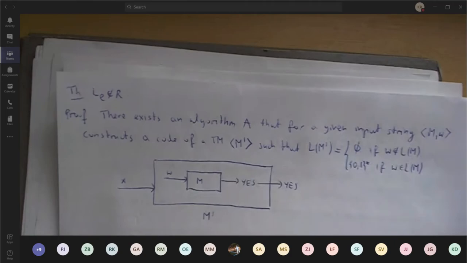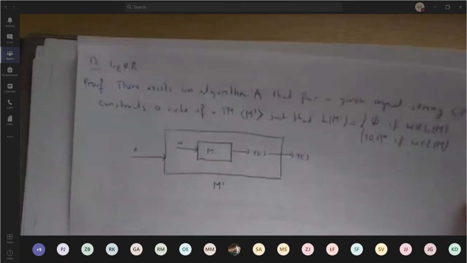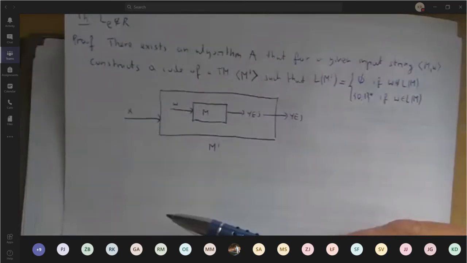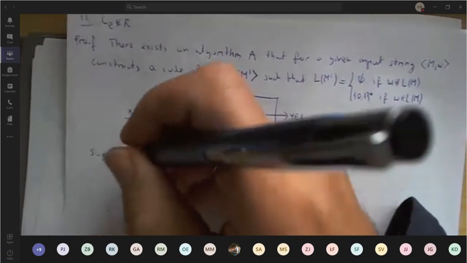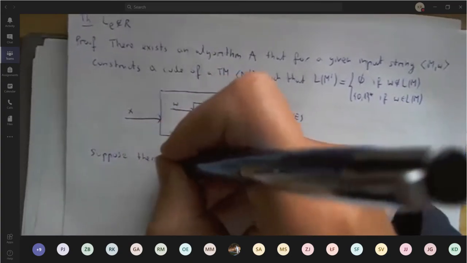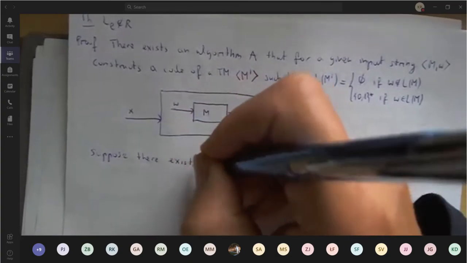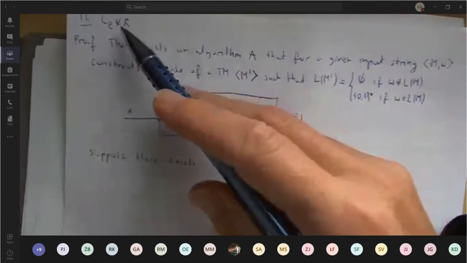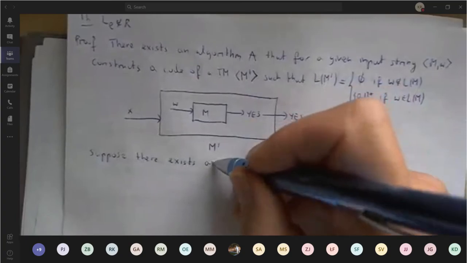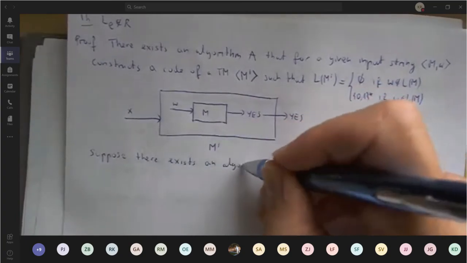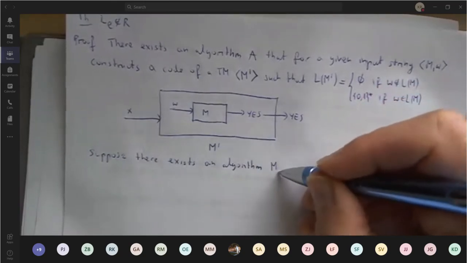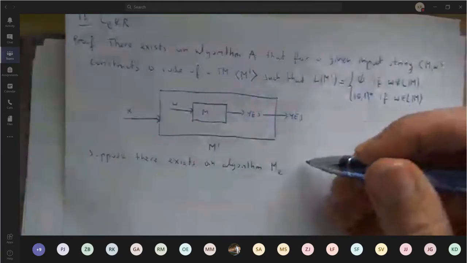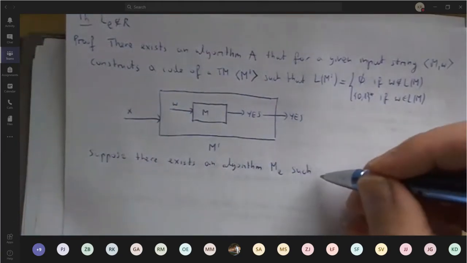So this is the M prime Turing machine. And now back to the proof. So suppose there exists a Turing machine with stop property, so an algorithm, I will call it ME, E like empty, that accepts this language.